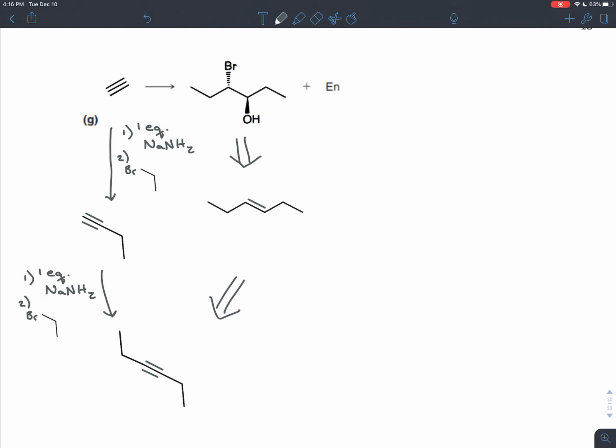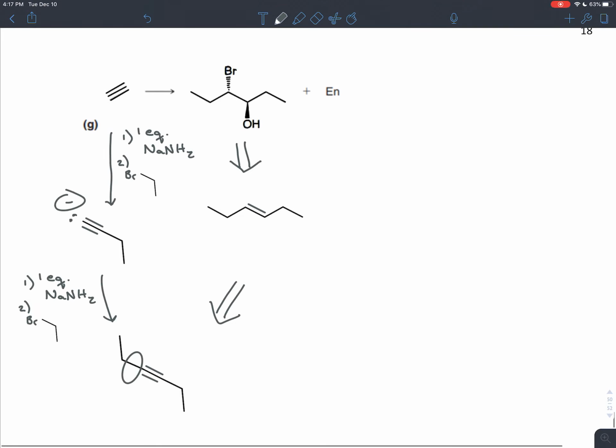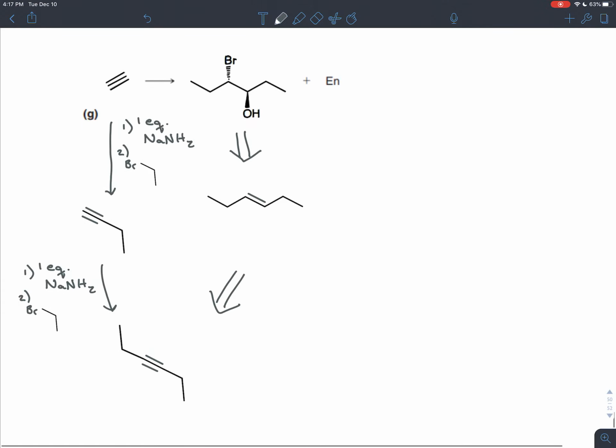So in the first step, we would use excess sodium amide to rip the hydrogen off there, turn that into a carbon nucleophile, and then that could do an SN2 reaction with this carbon chain. It would attack this carbon here, kick the leaving group off, and you would form this new bond between the terminal alkyne and the two carbons. And so you'd add this carbon chain onto that terminal carbon.